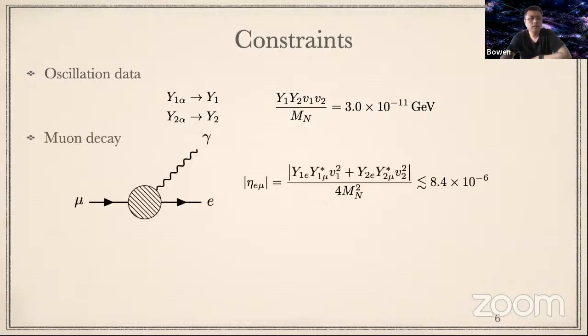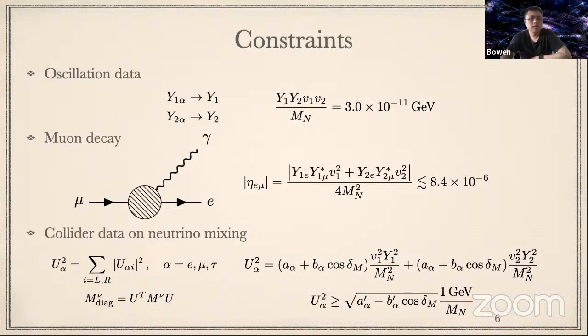And the next one we consider is the mu decay. The constraint from mu decay in the type 1b seesaw model takes this form. And the next one is from collider data.